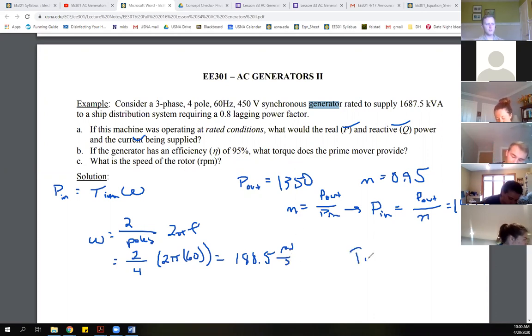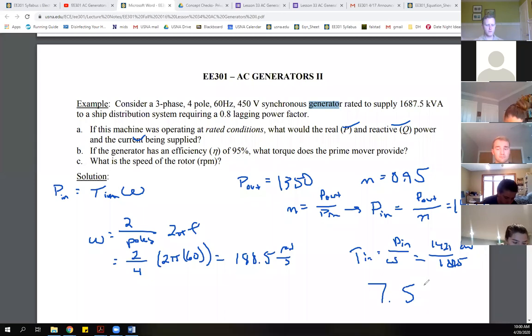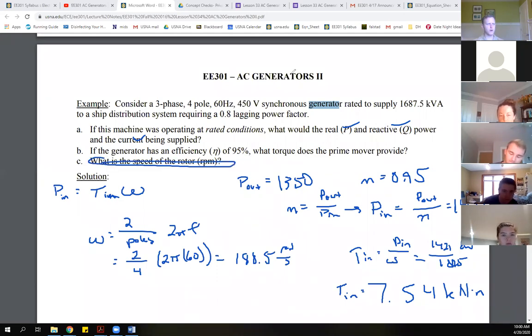And now for the T in, I can just do P in divided by omega, 1421 kilowatts over 188.5, and I get 7.54 kilonewton meters. There's my T in. And the last step, what is the speed of the rotor in RPM?